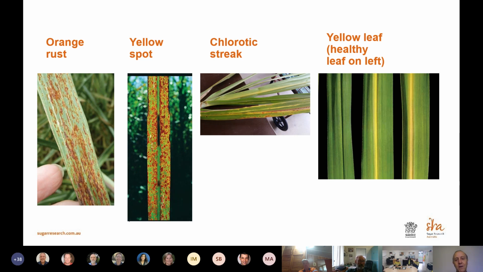So I think if you look carefully, you'll be able to distinguish all those conditions, and there are local adoption officers who can help you to distinguish those things.